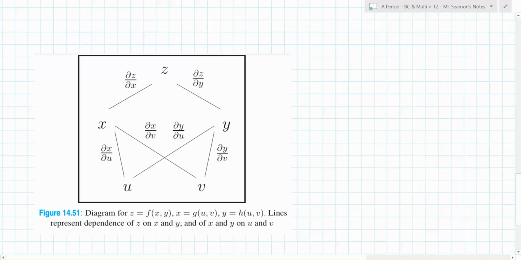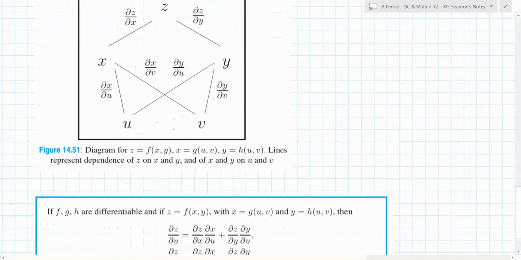There's two starting variables, exactly. Z still has an input of x and y, but then x and y are both written in terms of u and v. So theoretically, I could ask you for delta z, delta u, or delta z, delta v, and you would have to come up with 2 different paths for each one. You just have to keep track of those things.